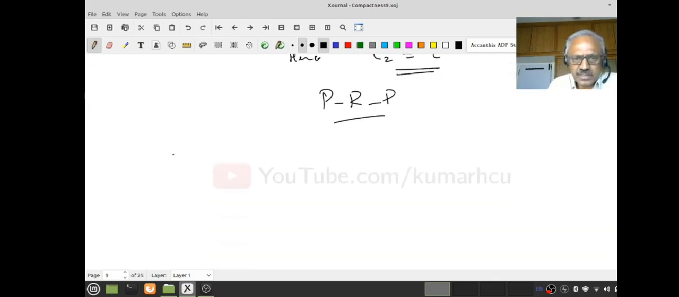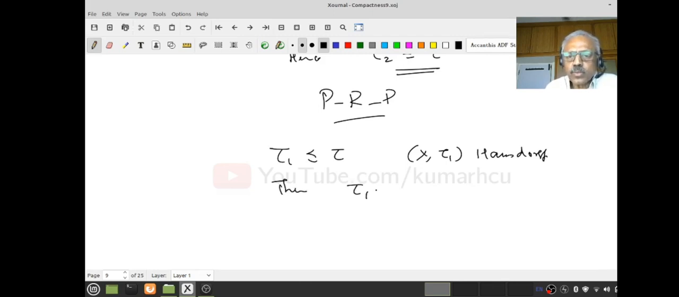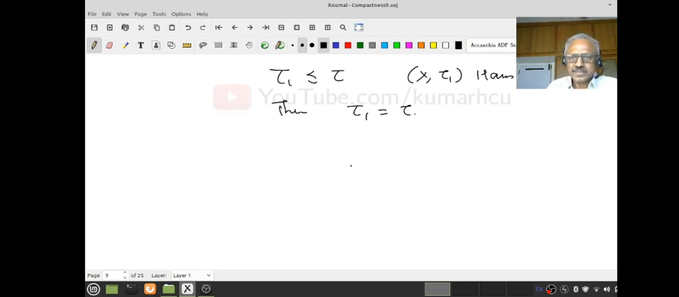Now let's look at the counterpart. Suppose tau 1 is a topology which is coarser than tau, but (X, tau 1) is Hausdorff. Then I claim tau 1 equals tau. In some sense, that's a minimal; nothing can be less than that. Notice that since tau 1 is less than or equal to tau, (X, tau 1) is compact, but that doesn't matter to us.